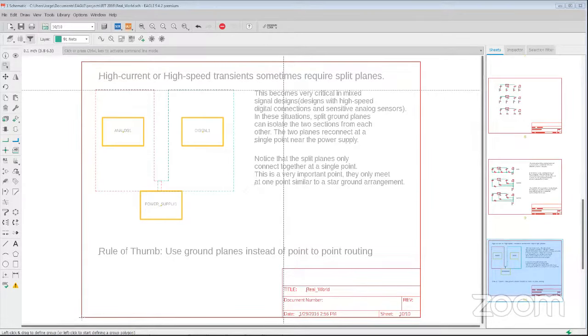If for some reason you have to change widths, then that's where things kind of go off the rails, and that's where an impedance matching tool would come into play and would give a more accurate result.